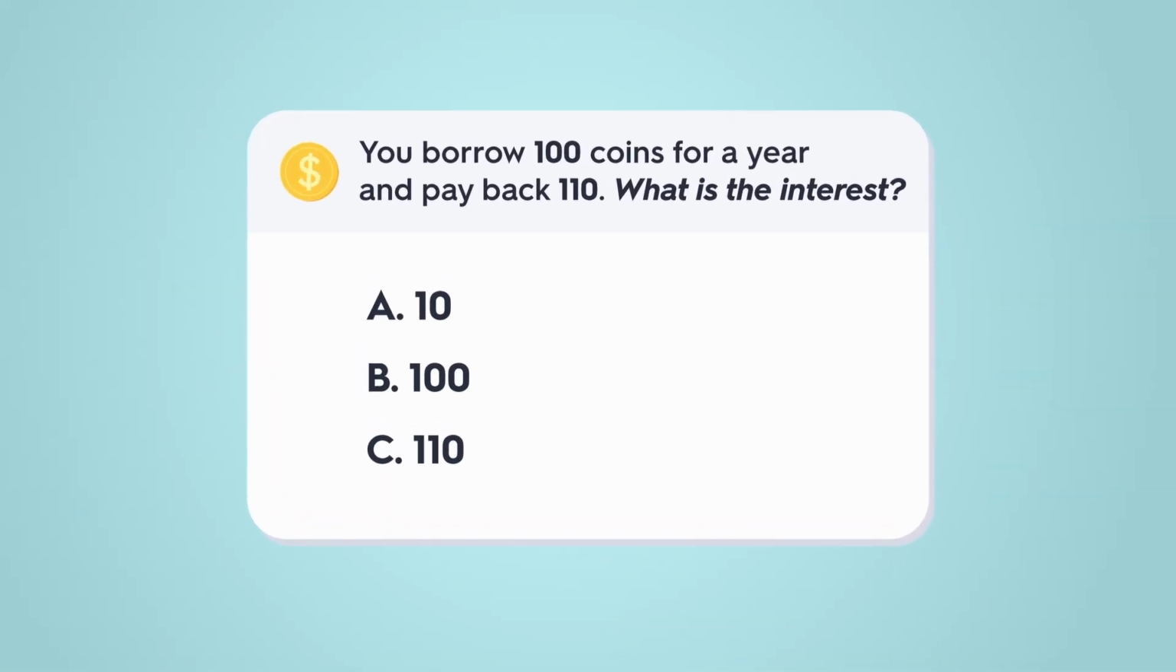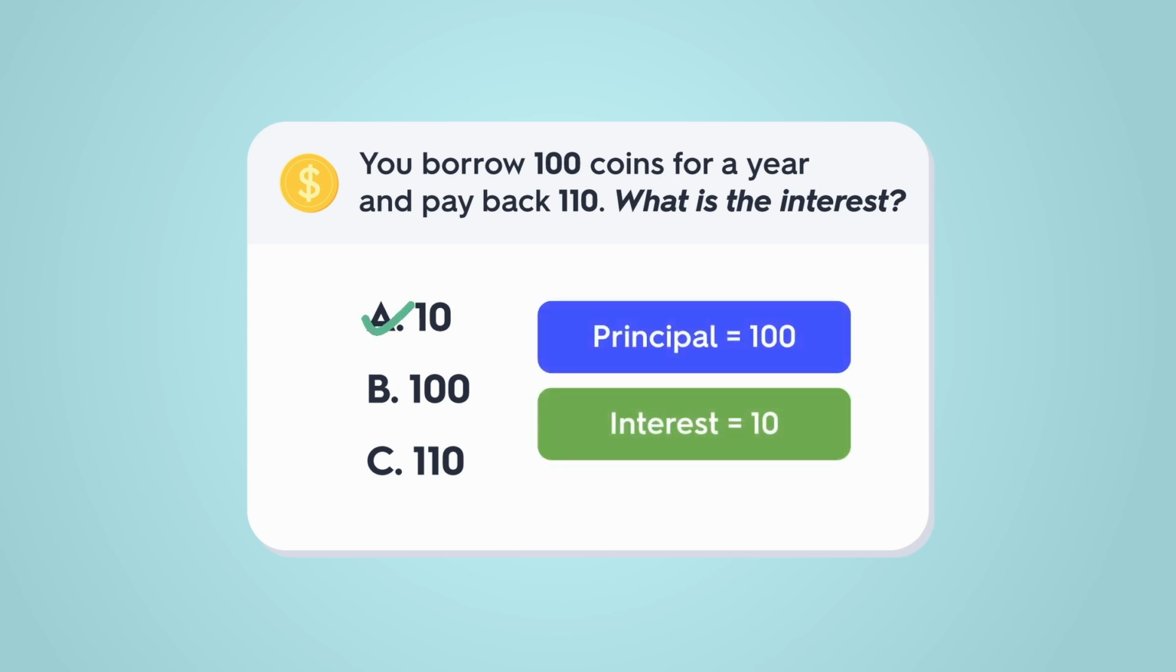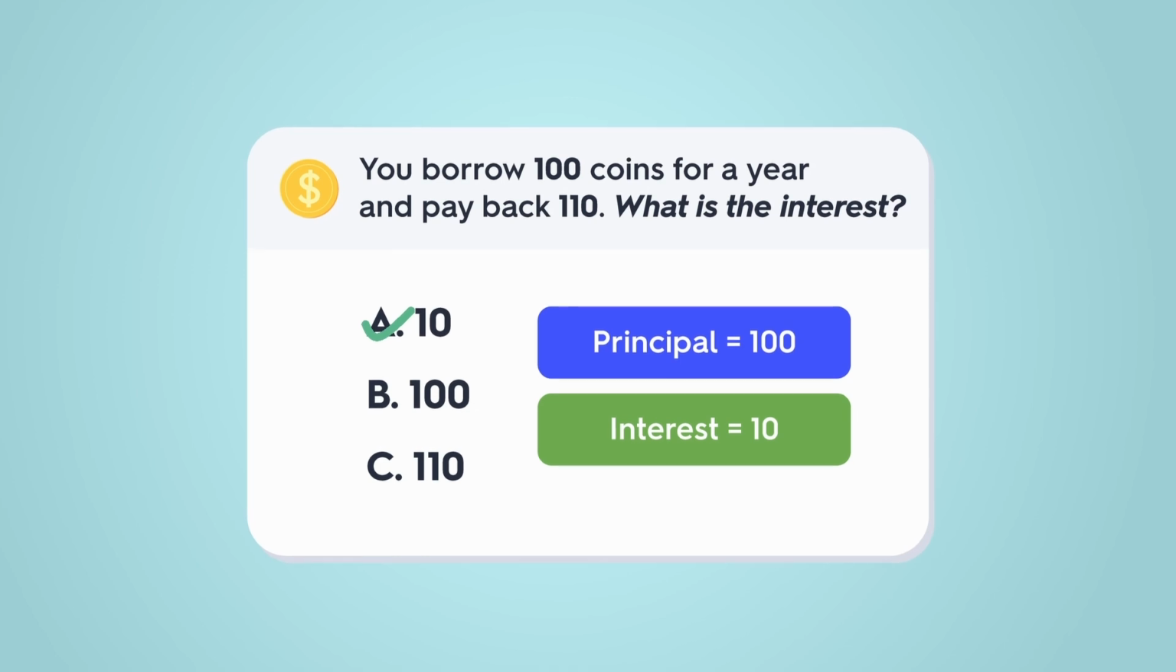Now, back to the question. You borrowed 100 and paid back 110. The interest is 10, the extra amount. The principal is 100, the amount borrowed. And the total payback is 110.